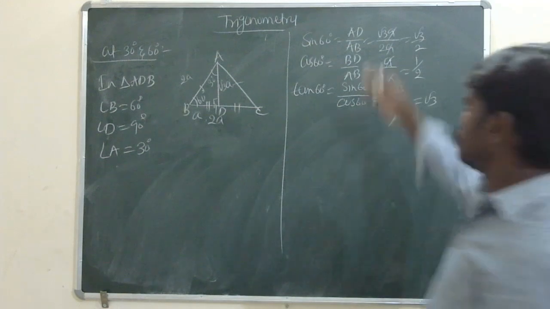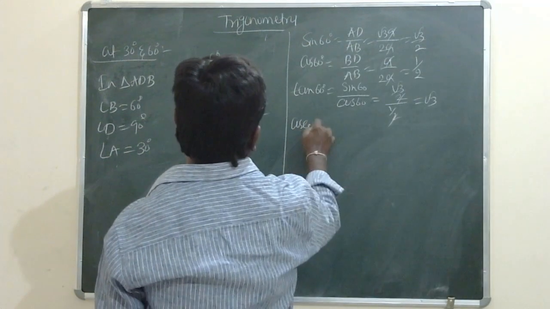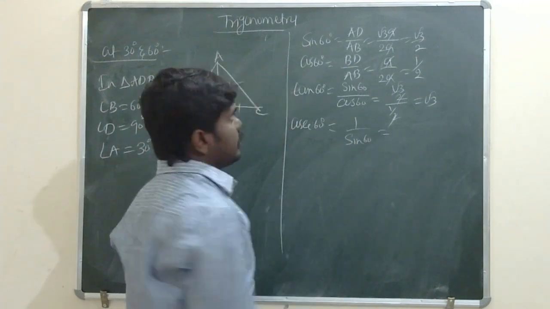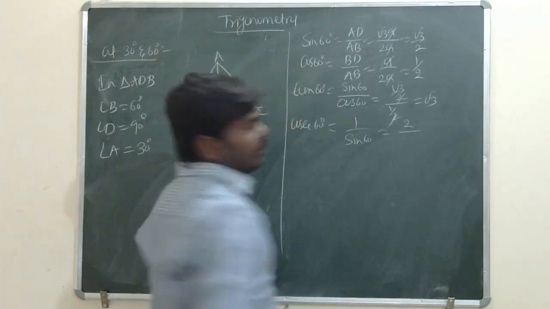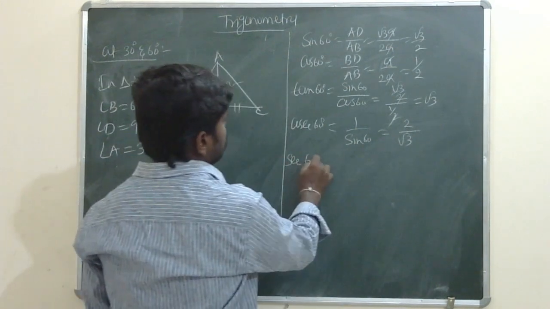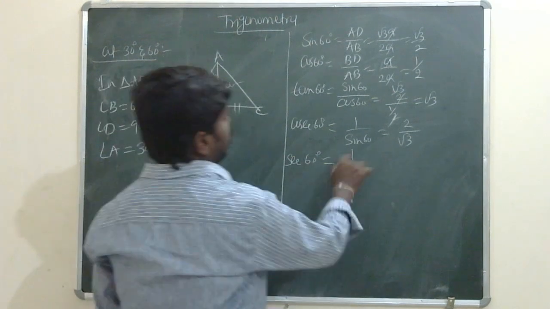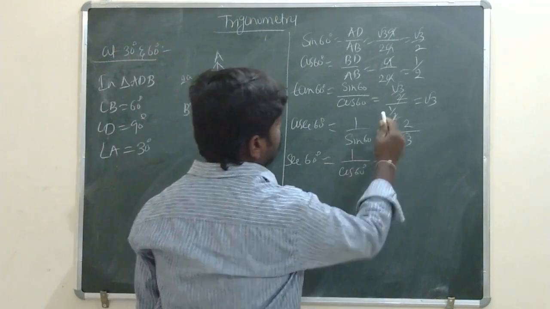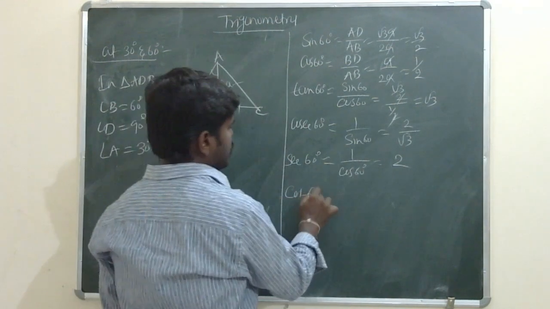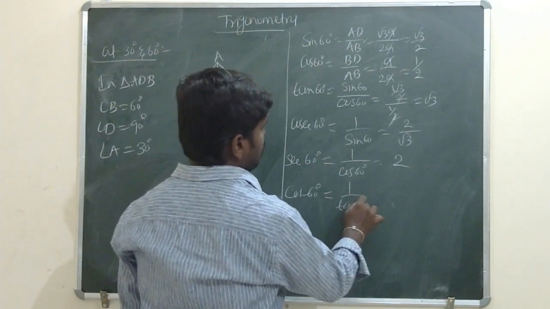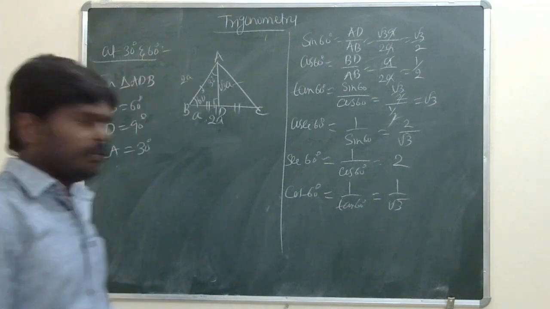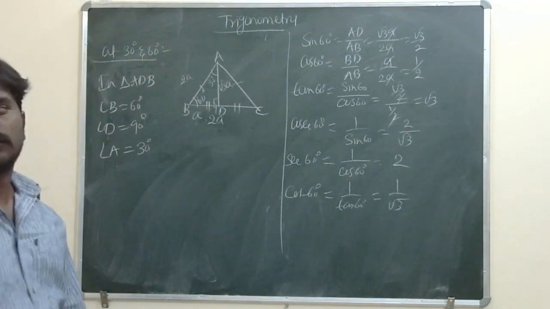Okay. So the next three trigonometric ratios are nothing but the reciprocals of these. Cosecant 60 means 1 by sin 60. So 1 by sin 60 means 1 by root 3 by 2, that is nothing but 2 by root 3. Next, secant 60 means 1 by cos 60, so 1 by 1 by 2, that means 2. Next, cot 60 means 1 by tan 60, so 1 by root 3. Okay, so these are the values at 60 degrees.